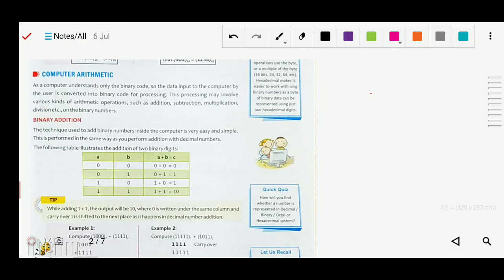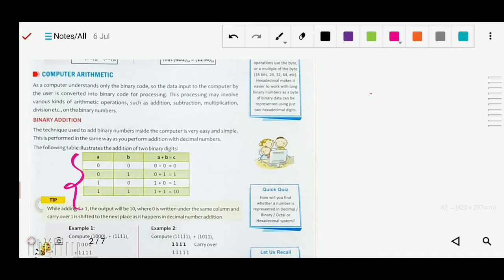Good morning, students. Today we will continue the second chapter, and we will study computer arithmetic. In the arithmetic operations, we will learn binary addition, binary subtraction, binary multiplication, and division. Before learning binary addition, we should know this table.